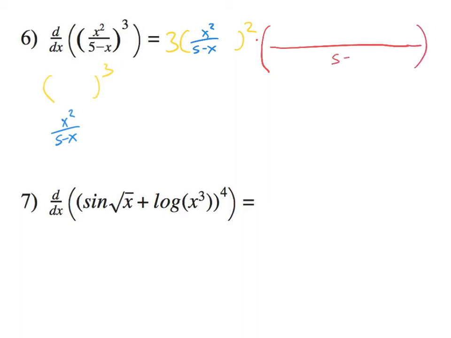The bottom's going to be 5 minus x all squared. The top is going to be something times something minus something times something, because you've got a quotient rule of the blue part. So you take the derivative of x squared, that's 2x. You leave the 5 minus x. You leave the x squared and take the derivative of 5 minus x, and that is negative 1. Now, that is the derivative.